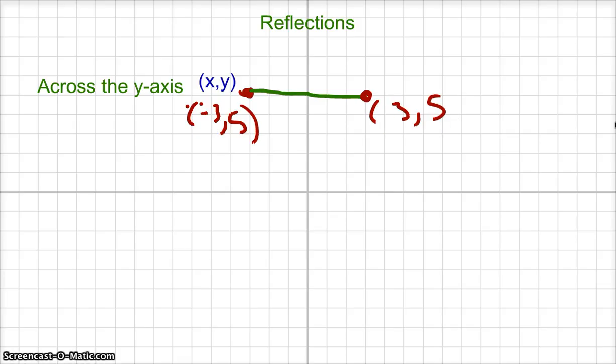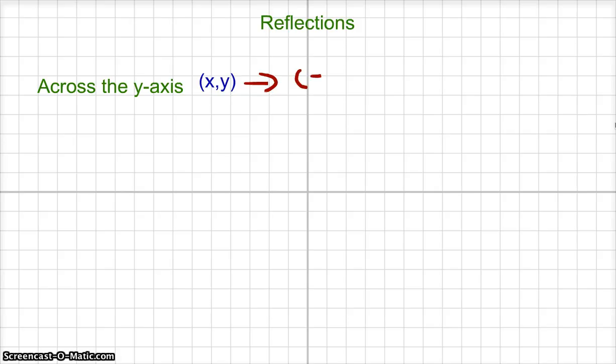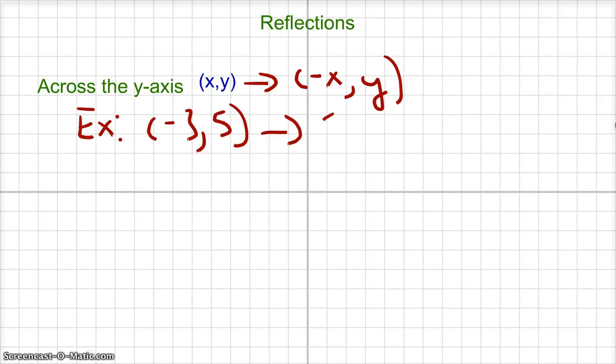This part I do need you to write down. When you reflect over the y-axis, the x sign changes, the y sign stays the same. So for example, if you had negative 3, positive 5, you would have positive 3, positive 5. That just means the sign changes.